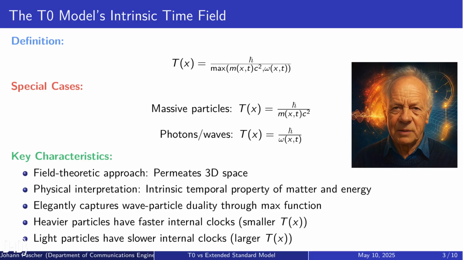The field-theoretic approach maintains the familiar three-dimensional spatial structure without requiring additional spatial dimensions, which provides a natural mechanism for gravitational interactions through field gradients.